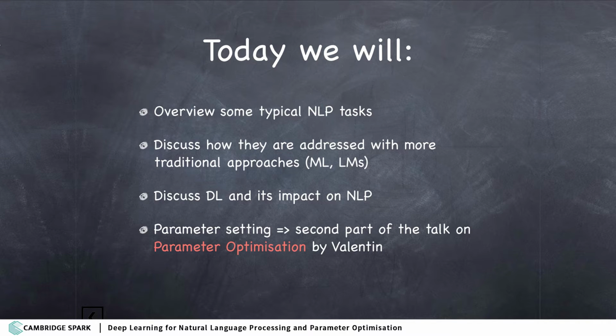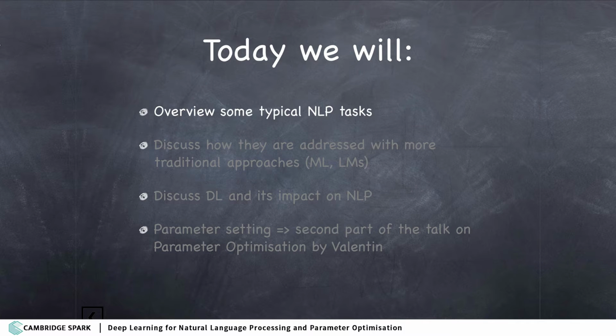Then we will discuss the deep learning framework and how it actually helped to facilitate so many applications in natural language processing in recent years. And then we will also discuss the parameter setting and why it is important, at which point I will switch to Valentin, and his part will be about parameter optimization.